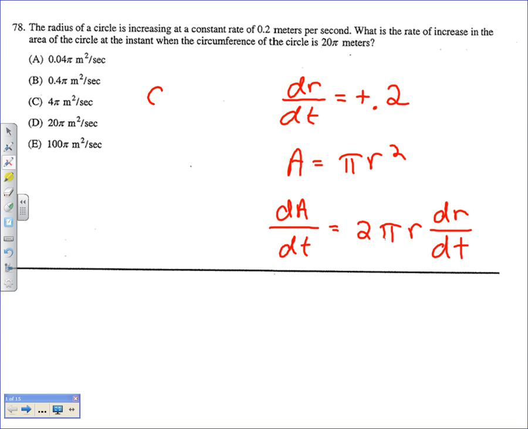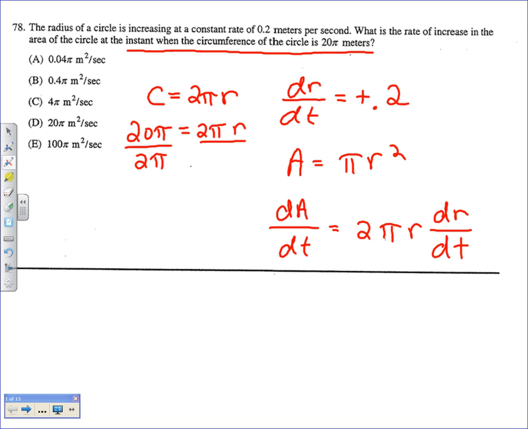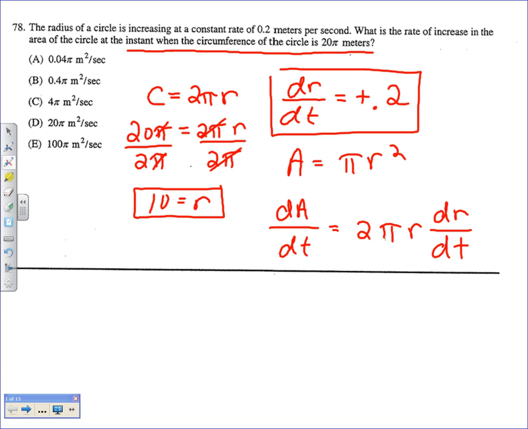We know the circumference of a circle is equal to 2 pi r. They tell us that we want to know how this area is changing the instant the circumference is 20 pi. Well, if we put 20 pi in for c, it seems that we can solve for the radius. 10 equals the radius. So 10 is the radius. dr dt is a positive 0.2.